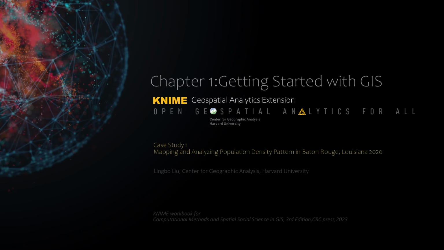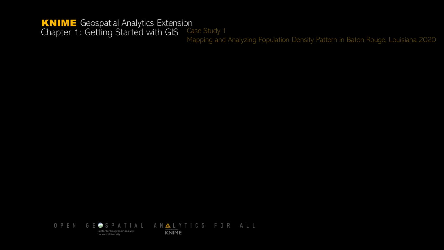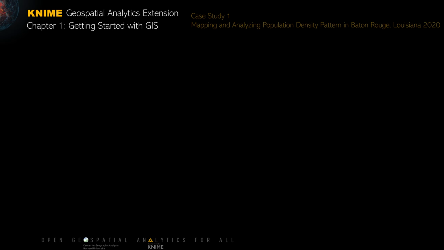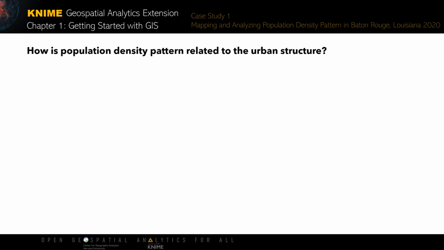In the workbook, Computational Methods and Spatial Social Science in GIS, the first chapter introduced the basic GIS concepts and data manipulation tools with the case study: Mapping and Analyzing Population Density Pattern in Baton Rouge, Louisiana 2020. The case study uses a simple model to answer the question: how is the population density pattern related to the urban structure in Baton Rouge?